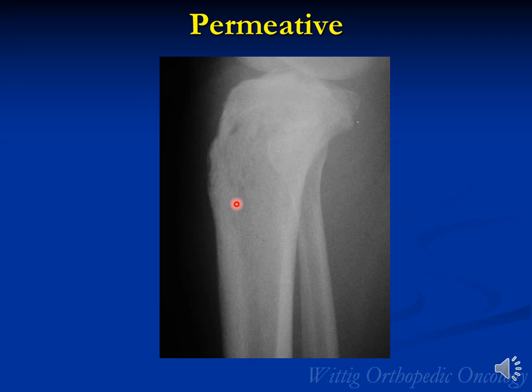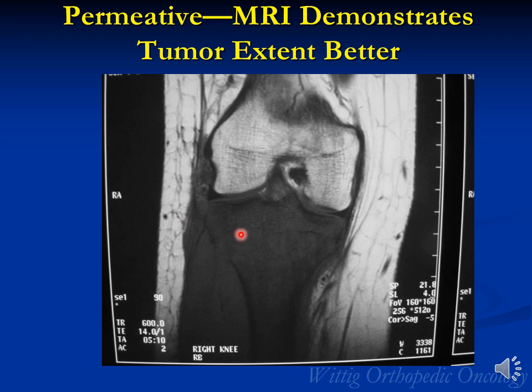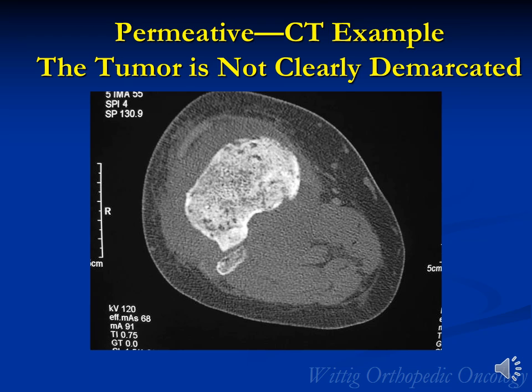This is the lateral view. You can see some little areas of moth-eaten lysis in the proximal tibia. Here's an MRI showing you diffuse permeation of tumor throughout the entire proximal tibia, which was extremely difficult to discern on the plain radiographs. Here's a CAT scan of the same bone showing you permeation of the tumor with these subtle moth-eaten areas.